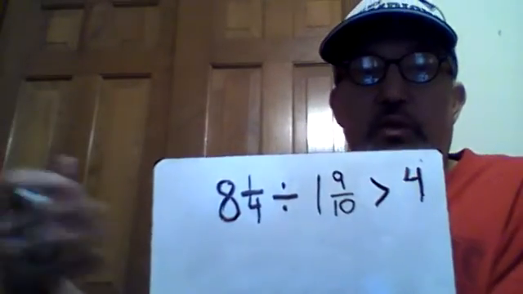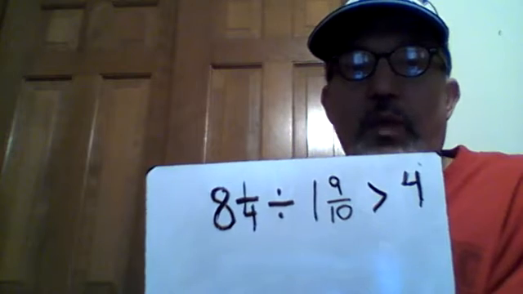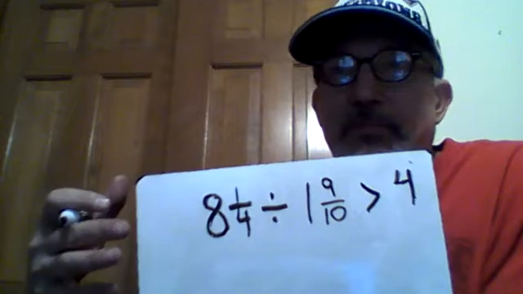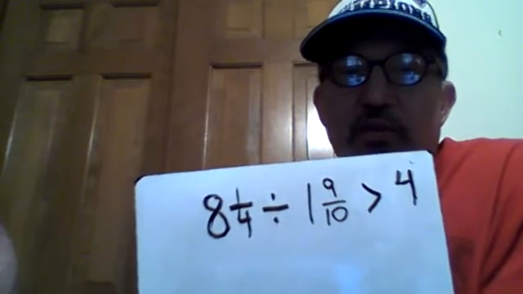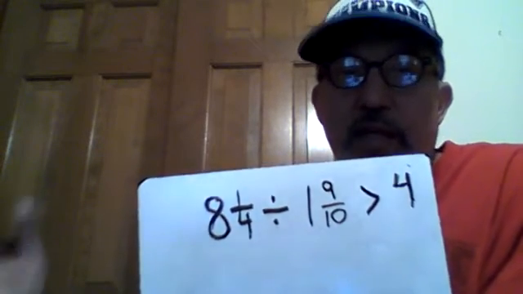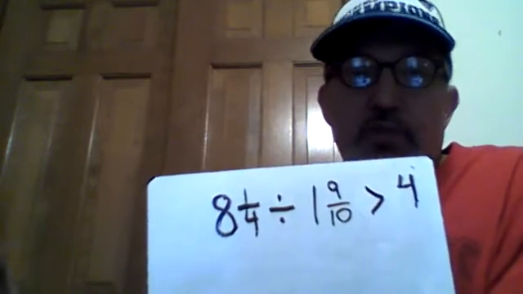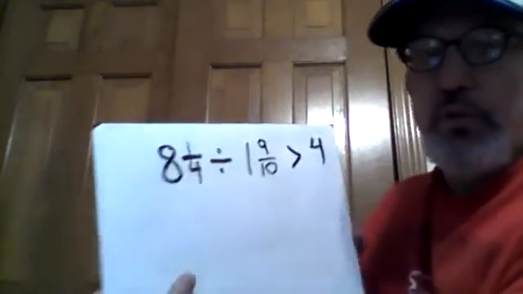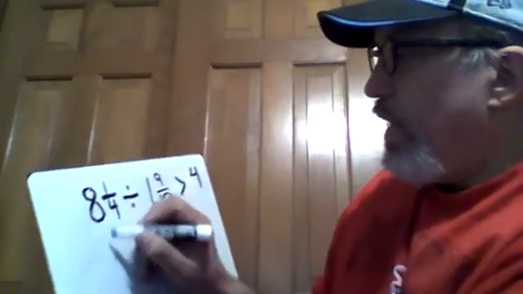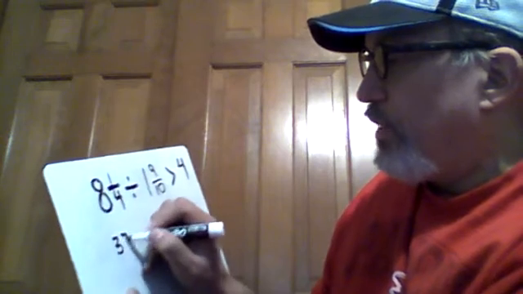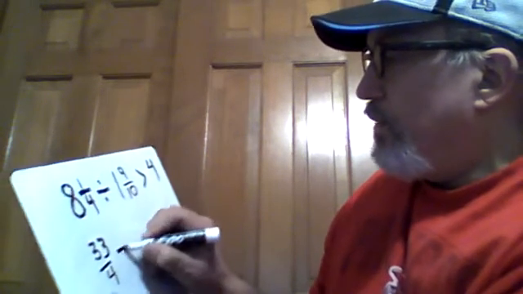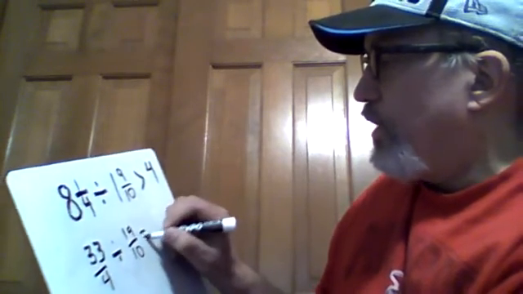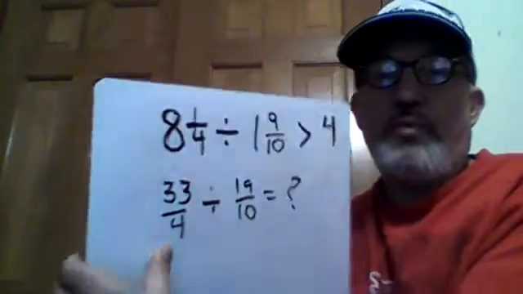Just like with multiplication, we're going to convert these mixed numbers, because mixed numbers are kind of ugly. They're difficult to work with. They're actually a sum. 8 1/4 is a short way of writing 8 plus a quarter. 1 9/10 is 1 plus 9/10. So let's write each of them as a single fraction. Much easier to work with in the realm of multiplication and division. 8 1/4 is 33/4. Divided by 1 9/10 is 19/10. And we're going to say that that equals question mark.